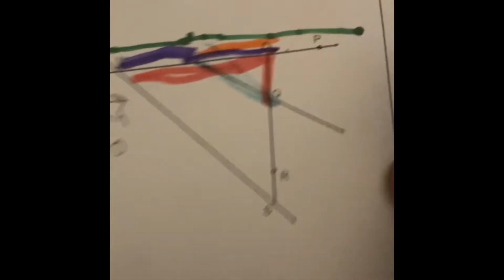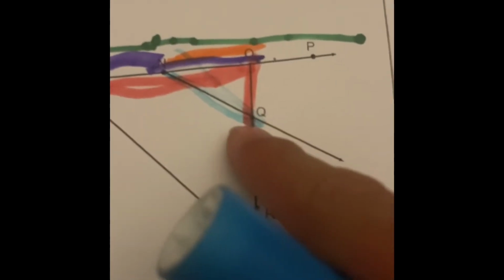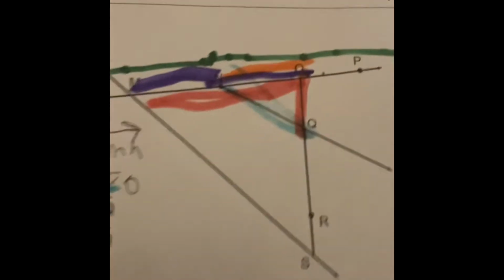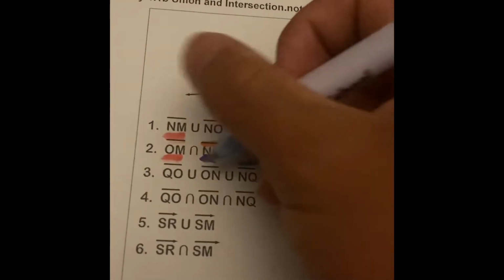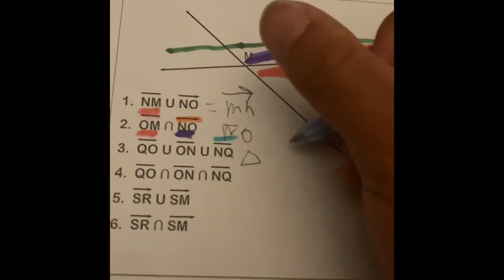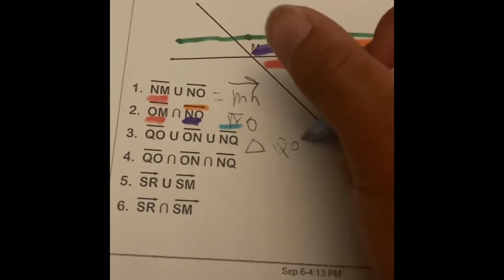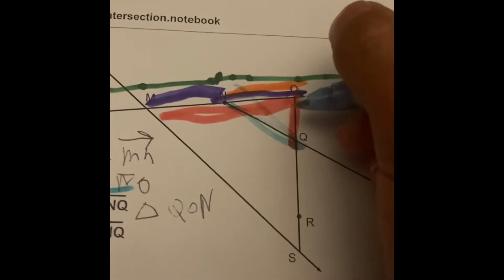But hey, look what we have. Those 3 lines can make a triangle, which means there is a shape that we can form. All this, QO as a line, union with line OM, union with NQ as a line, can be triangle QOM. It forms a triangle.